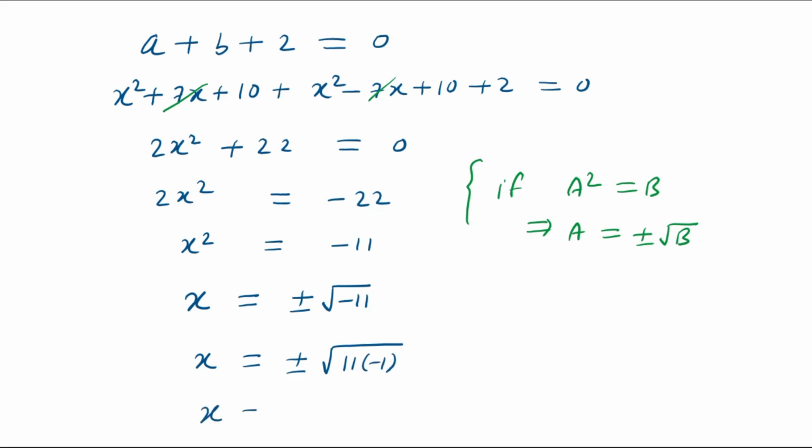And this is the same as x is equal to plus minus square root of 11 times square root of minus 1. We know that square root of minus 1 is iota. So our second solution and third solution: the second solution x2 is plus square root of 11 times iota, the third solution x3 is minus square root of 11 times iota, and the first solution x1 is equal to 0.